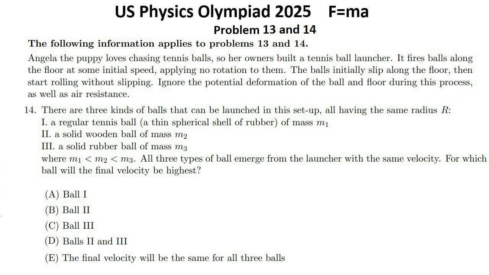Problem 14. There are three kinds of balls that can be launched in this setup, all having the same radius r. First, a regular tennis ball, a thin spherical shell of rubber, of mass m1. Second, a solid wooden ball of mass m2. Third, a solid rubber ball of mass m3, where m1 less than m2 less than m3. All three types of ball emerge from the launcher with the same velocity. For which ball will the final velocity be highest?